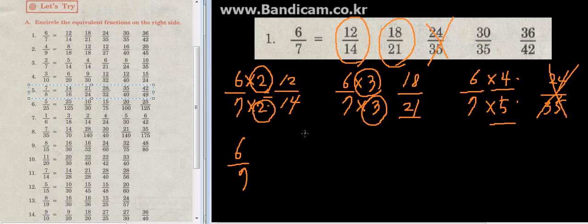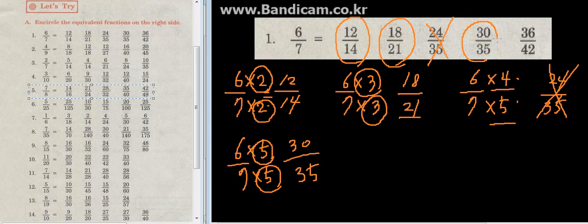Next one, 30/35. We have to multiply 5 in the numerator and we have to multiply 5 in the denominator. So, the multiplied numbers are the same, so we can say this is an equivalent fraction.